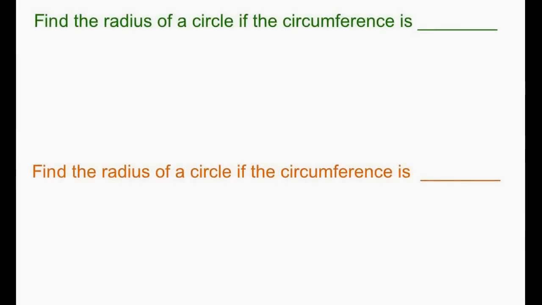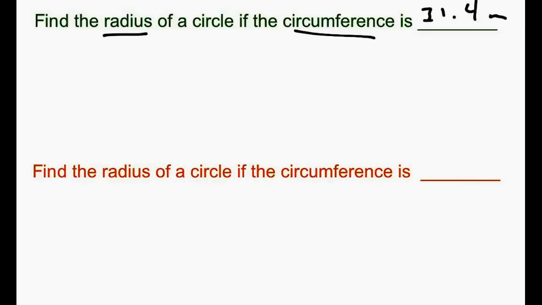All right, now we're going to kind of work backwards from what we just did. We were given a radius or a diameter, and we were finding a circumference or an area. Now we're going to find the radius when given a certain circumference. So we're going to find the radius of a circle if the circumference is, let's say, 31.4 meters. So I know that I'm looking for radius. I'm dealing with circumference, so I must be using c equals 2 pi r.